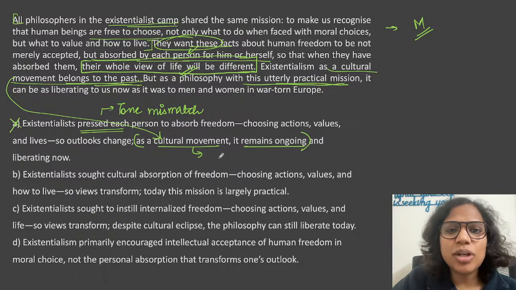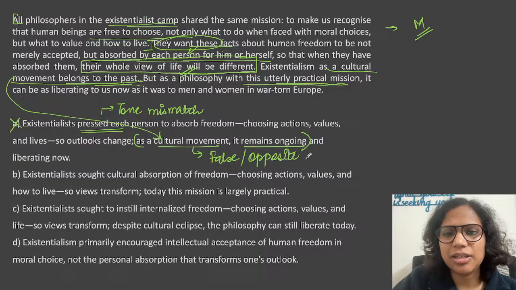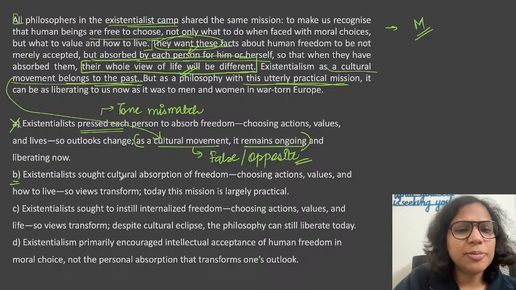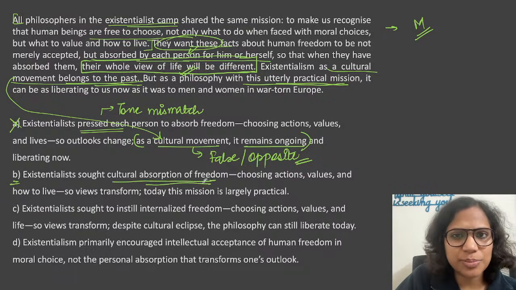Because not extreme, I would say this is false as per the passage. This is saying the opposite of what the passage is saying. Now look at B. Existentialists sought cultural absorption of freedom. Cultural absorption. Where is this stated? That they wanted a cultural absorption of freedom. So do you see how one mere word can distort an option?